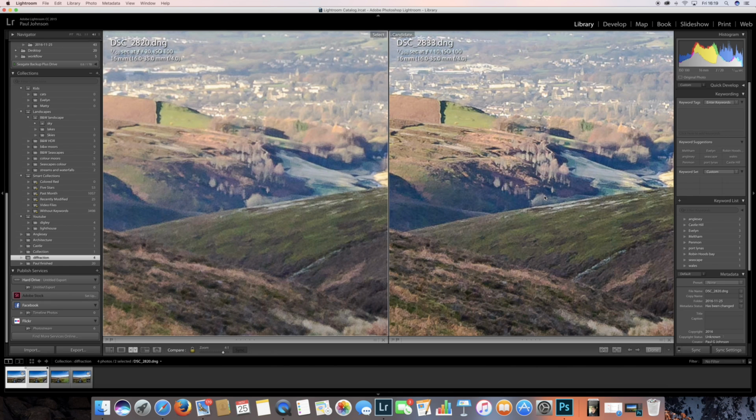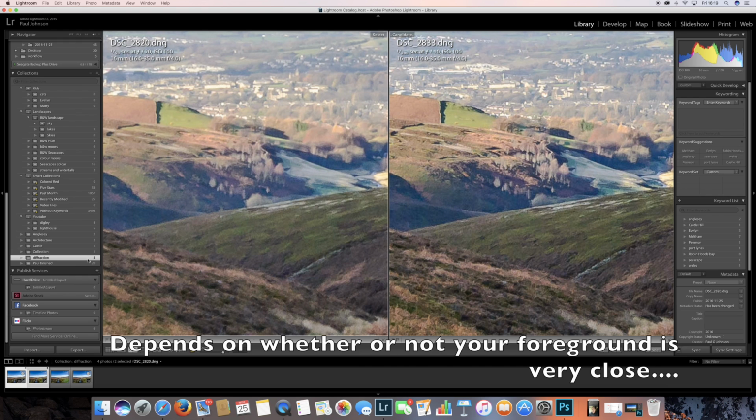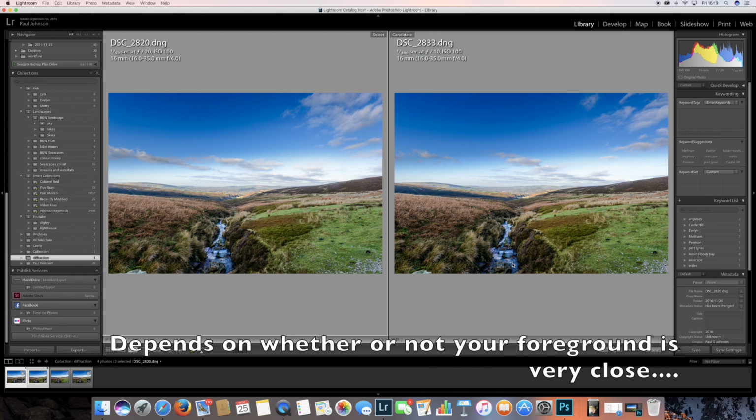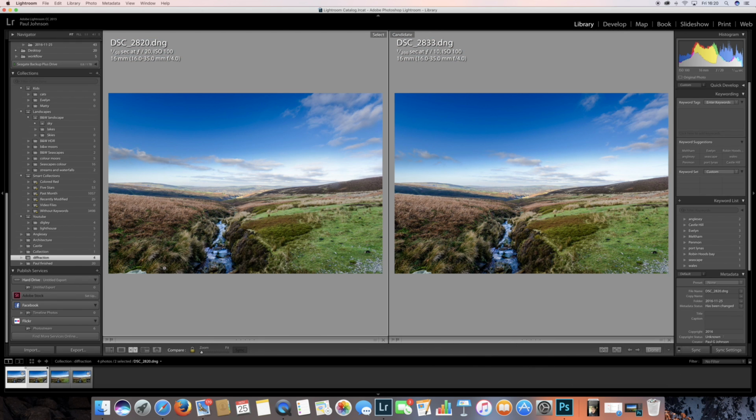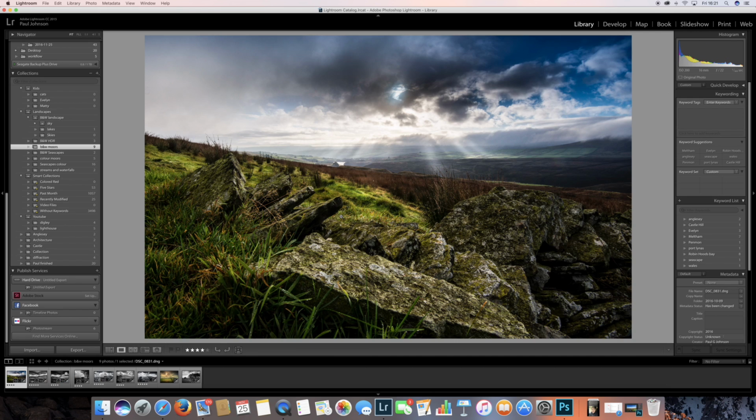Now, the question is do you photo stack or do you not? Well, I think that depends. So if we look at this shot, we weren't that close to the foreground, and as a lot of you will see with my shoots, I like to get a really close foreground shot. For me, it's part of what I do, and I'll give you an example now.